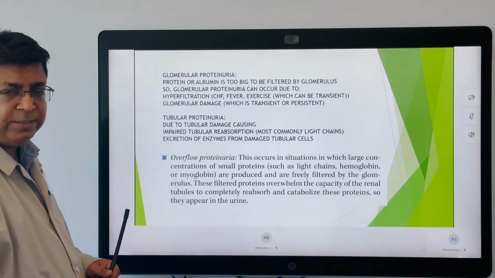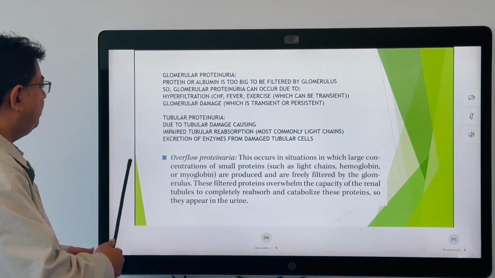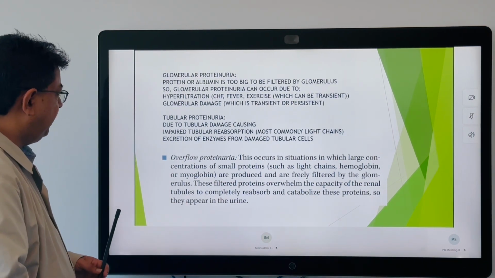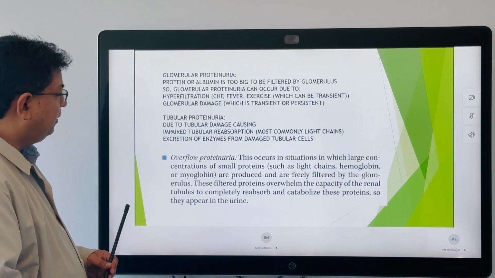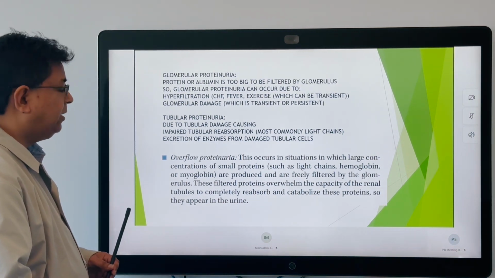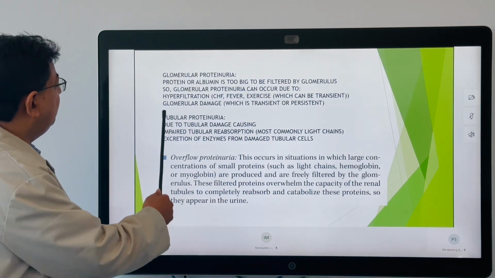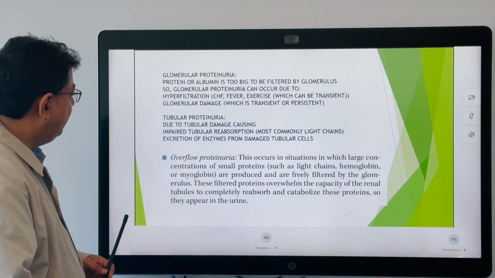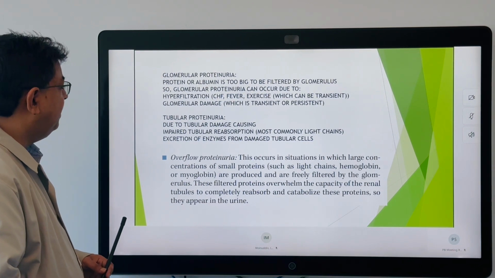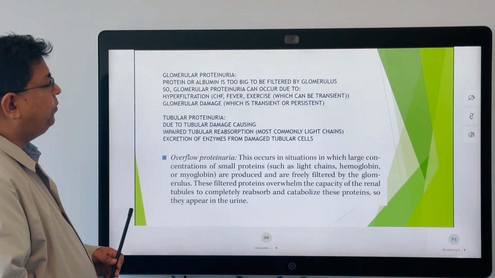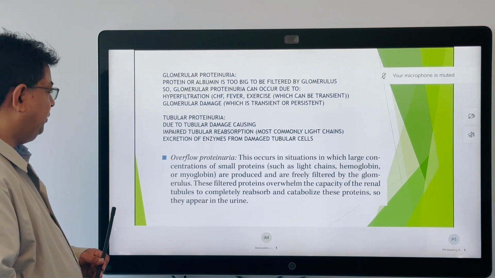There are three types of processes that can cause proteinuria: glomerular proteinuria, tubular proteinuria, and overflow proteinuria. Generally, protein or albumin is too big to be filtered by the glomerulus. So you would expect glomerular damage if you see protein in the urine. Glomerular damage can be transient or persistent. Also, processes that cause hyperfiltration, such as congestive heart failure, fever, exercise, or acute illness, can cause glomerular proteinuria, and this is generally transient.